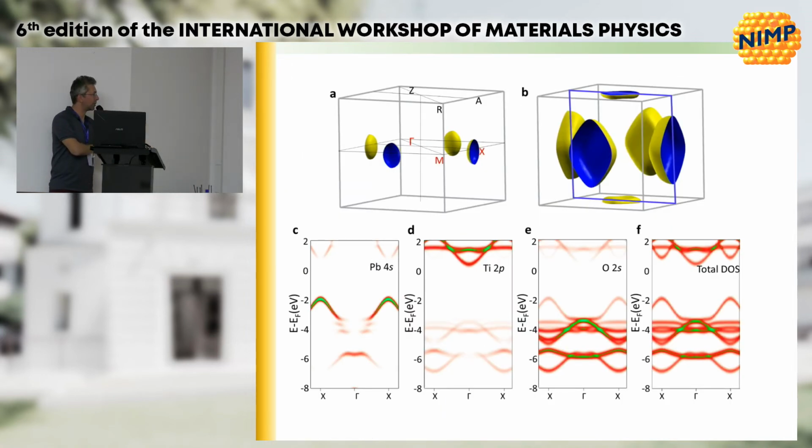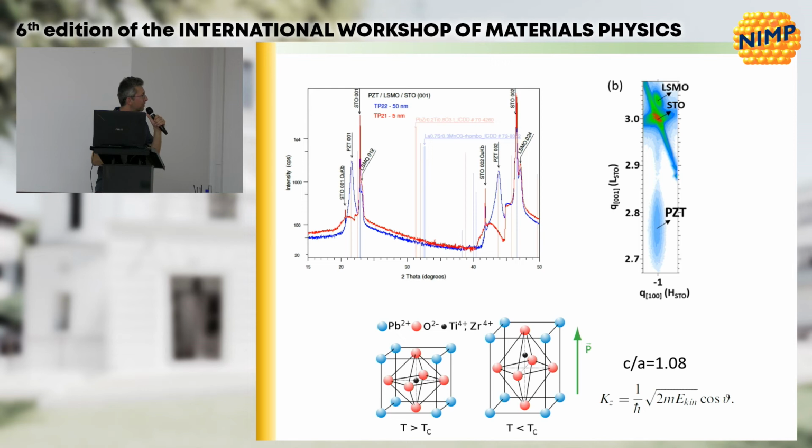First, we look at the electronic structure of PZT. Maybe I forgot to mention, from XRD measurements we noticed that our PZT is in a highly tetragonal, highly strained state with a c/a ratio exceeding that of the bulk one. So in bulk it is 1.04, our value is 1.008. As we increase the thickness of the PZT layer, the tetragonality ratio decreases towards that of the bulk one.